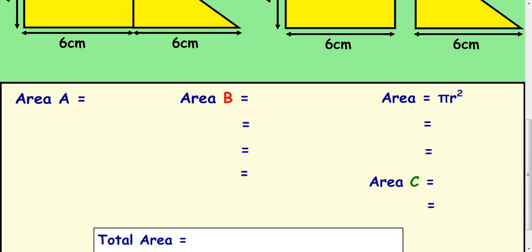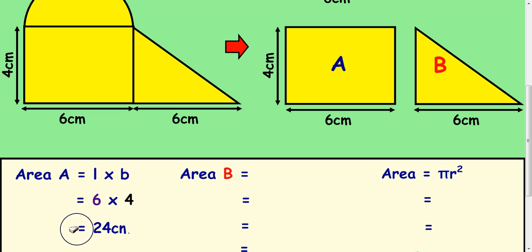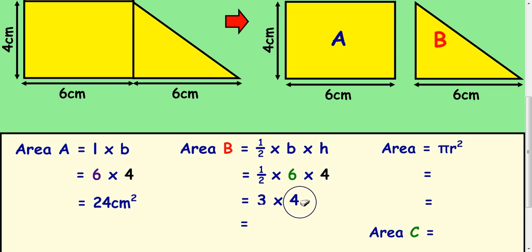Okay, so let's look at how that works. So area of A, we said that was length times breadth, so that's just 4 times 6, which is 24 centimeters squared. B, half base times height. The base is 6, the height is 4 from over here. So half of 6 times 4, now half of 6 is 3, so it's really 3 times 4, so that's 12.